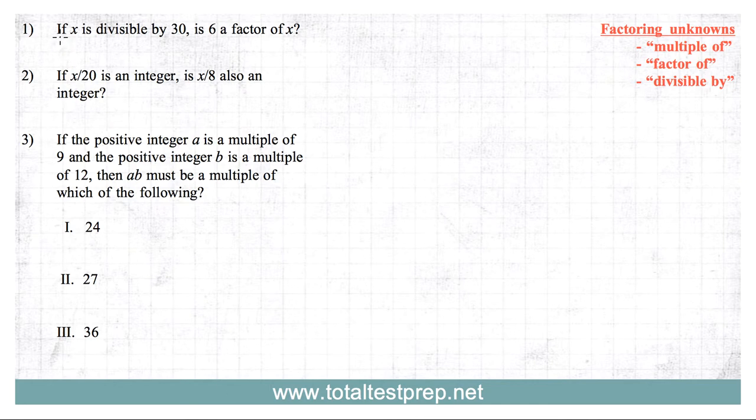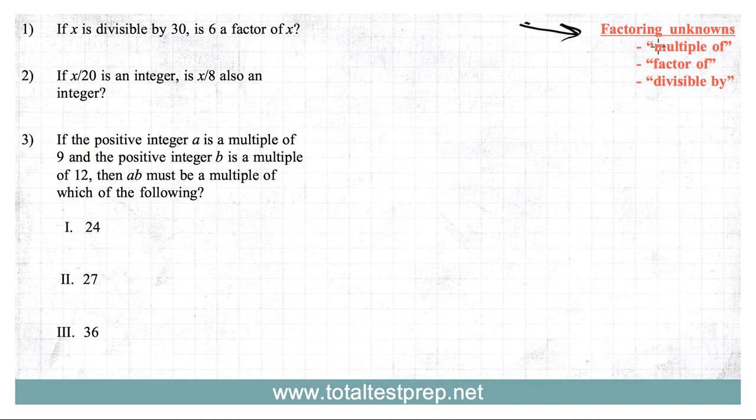We are asked: if x is divisible by 30, is 6 a factor of x? So this is an example of a factoring unknowns question because we're given an unknown, x. We're given one of its factors, so 30 is a factor of x if x is divisible by 30. And we're asked to find whether 6 is also a factor of x.